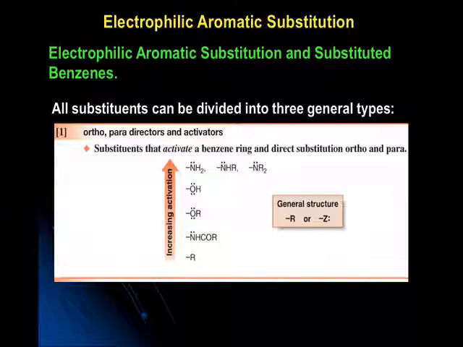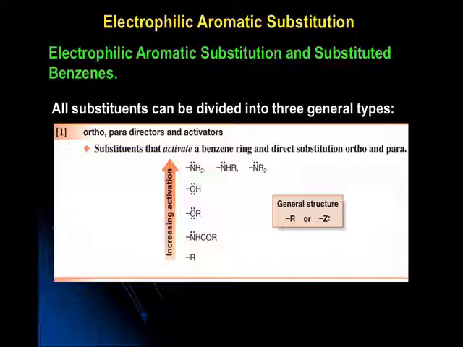Notice the relative amount of activating they are. What can you say from that? Amino groups are the best, followed by hydroxy groups, followed by ethers, followed by amides, followed by alkyl groups. These are all ortho-para-directors, and they are activators.